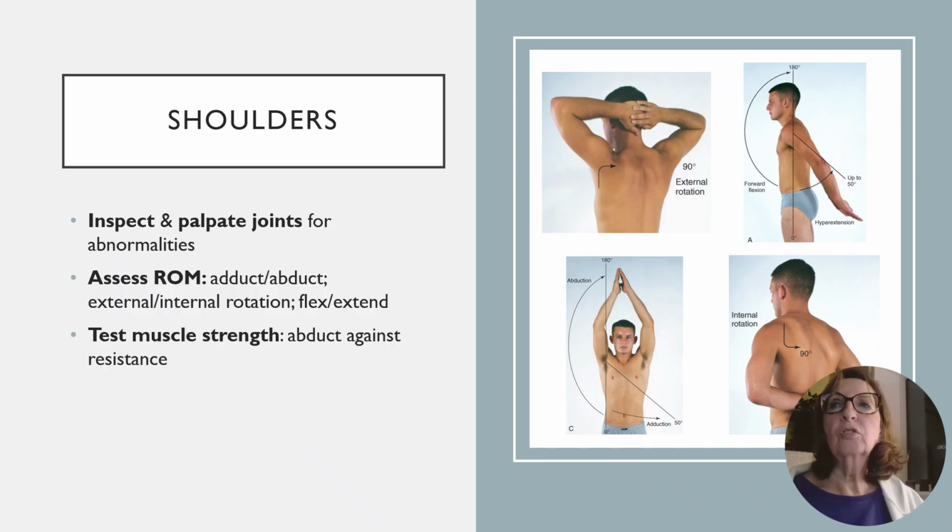Abduction and adduction. The way to remember that is adduction, ADD: you're adding to the center of the body. Whereas with abduction, you're going away from the midline of the body. So please make sure that you know these, okay? And when you are testing muscle strength of the shoulders, you're going to abduct, so you're moving away from the body against resistance.